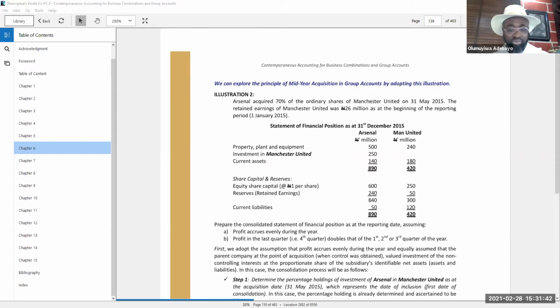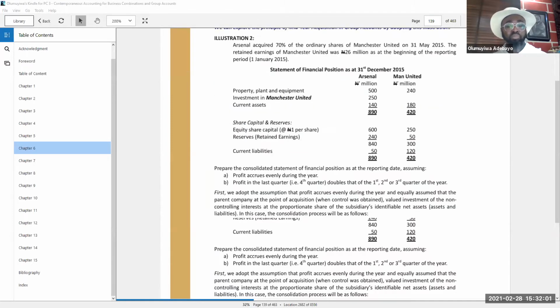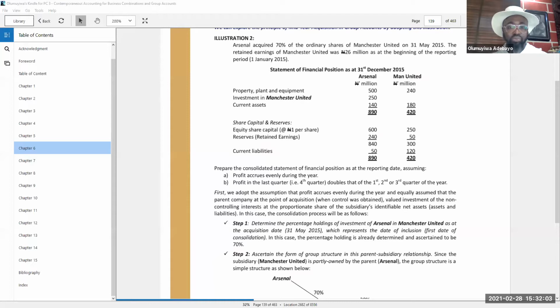Any question before we proceed? Okay, if there's no question, I shift to my whiteboard.